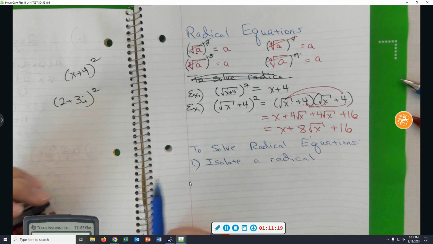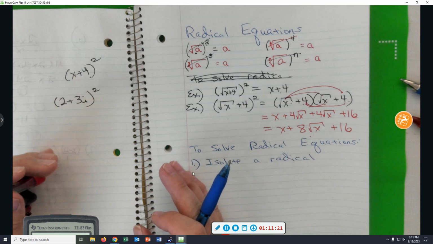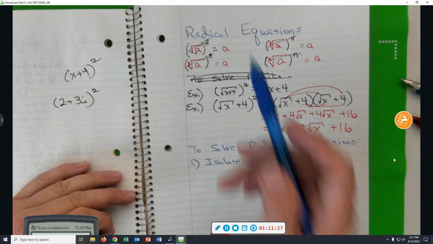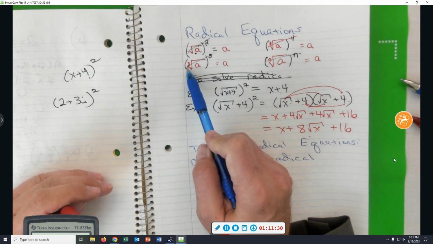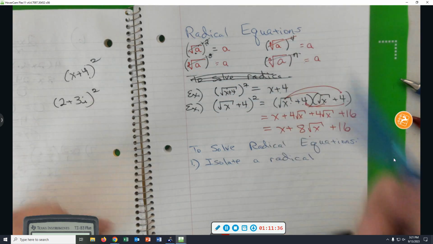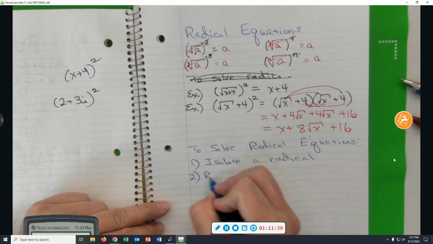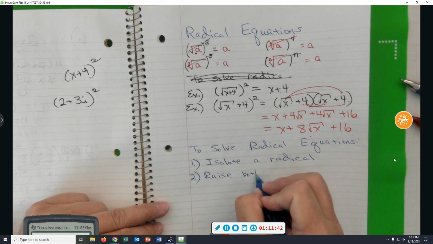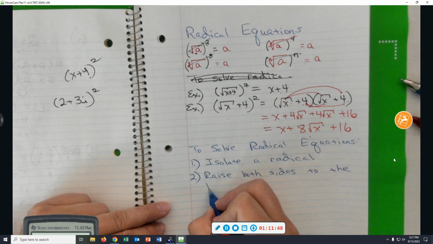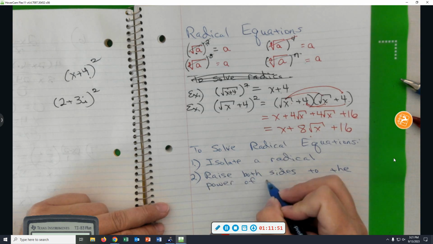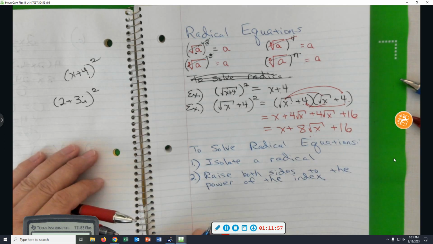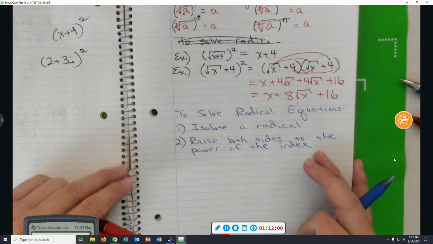And then whatever type of radical it is, raise both sides using the index of the radical. So for a square root, you'd square both sides. A cube root, you'd cube both sides. A fourth root, you'd raise both sides to the fourth power. So I'm going to say, raise both sides to the power of the index. Do y'all understand what I mean there? If it's square root, square. If it's cube root, cube.